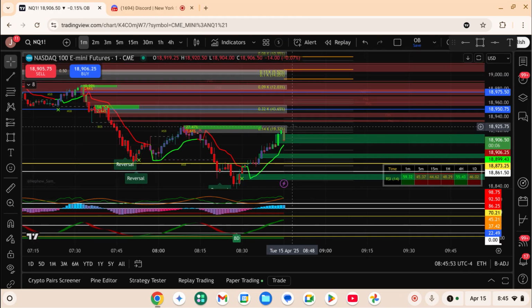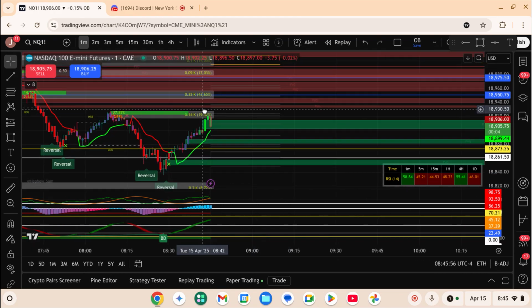Did anybody take that trade? We barely had any drawdown. I think we only went in drawdown like $15, and we made 1,200. That was like a sniper entry right there.